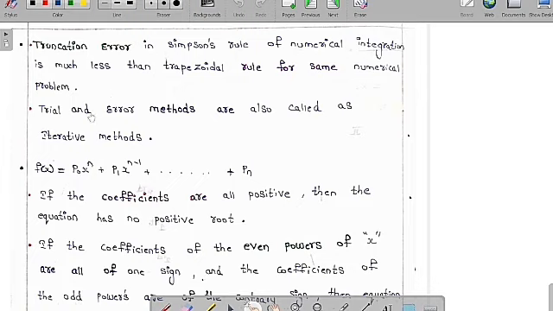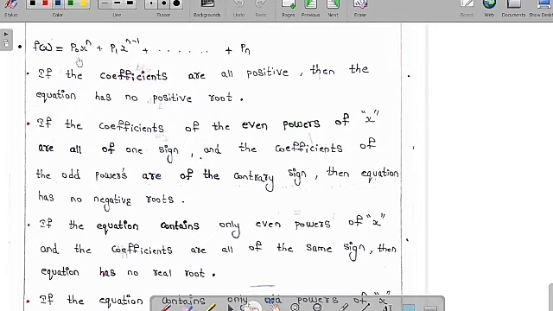Trial and error methods are also called iterative methods. I have already told you, iterative methods are basically trial and error methods. It means we assume one value as a root and then we do the iterative process, trial and error, till we get the exact solution.